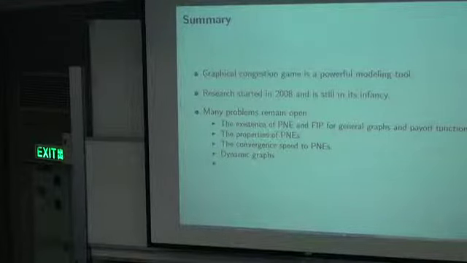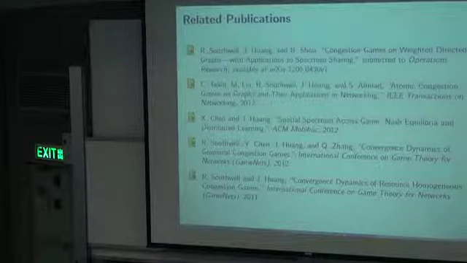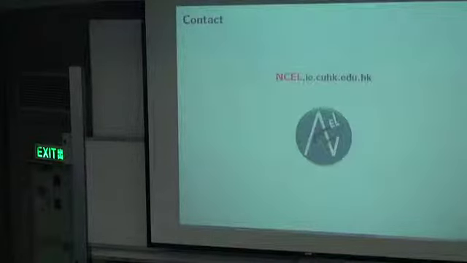And what are the properties of the NEs? We actually know very little about it. The converging speed to PNE, we have some understanding, but things could be faster. And thanks to the previous speaker, we can look at dynamic graphs as well, right? If the graphs change faster, then you can switch resources. What would be the best way to switch resources, predicting the change of graphs? Okay? So these are some of the papers related to this talk. And thanks a lot.